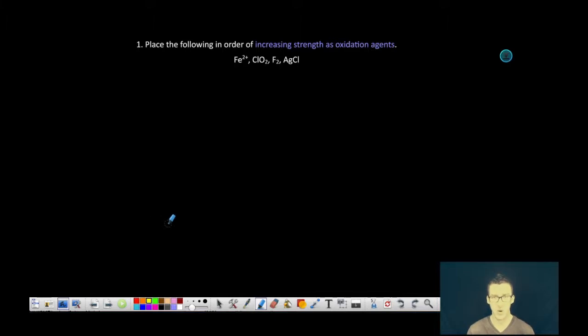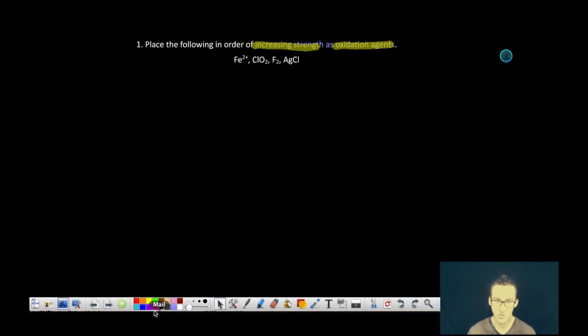All right, people, some quick problems. Number one, place the following in order of increasing strength as oxidizing agents. In other words, we're going to put these things in order of the thing that will be least likely to be reduced to the most likely to be reduced. And to solve this problem, all we need to do is check out a reduction potential chart.